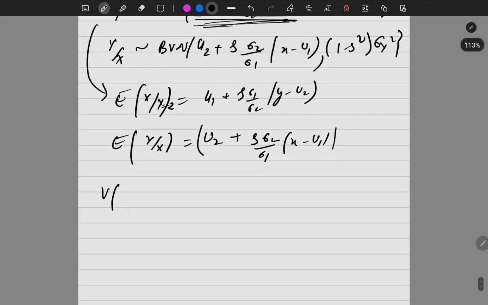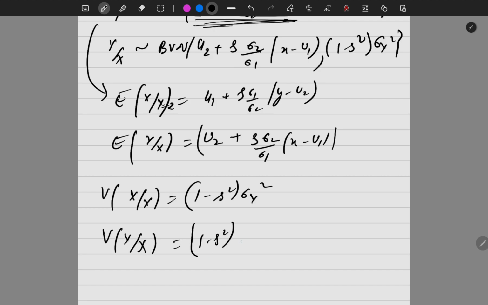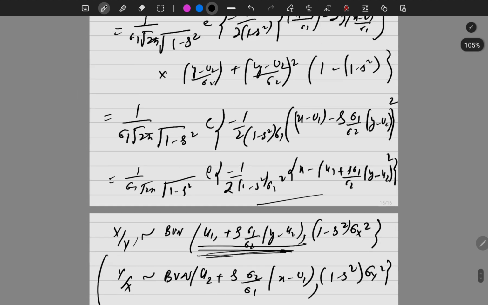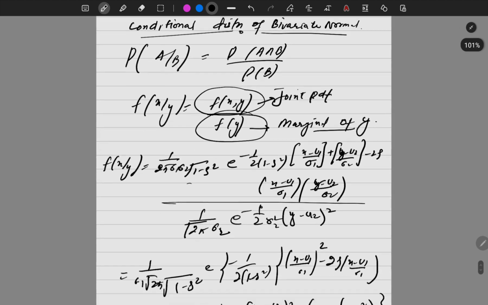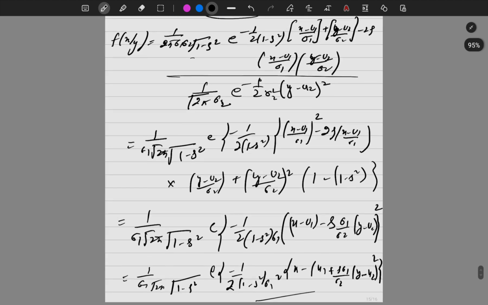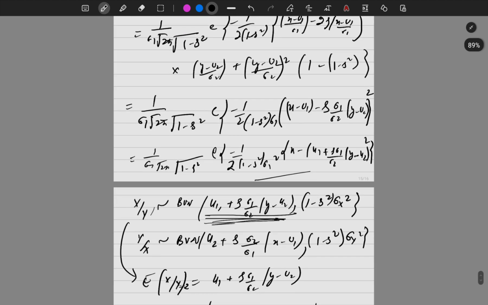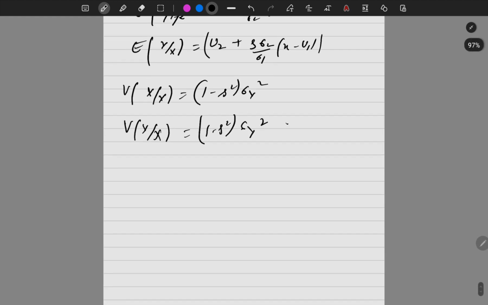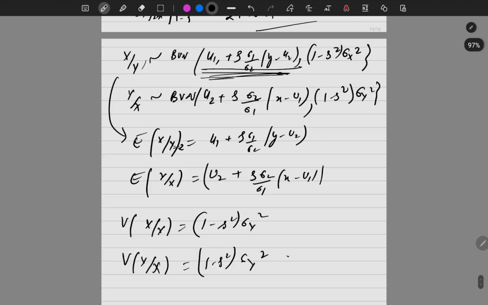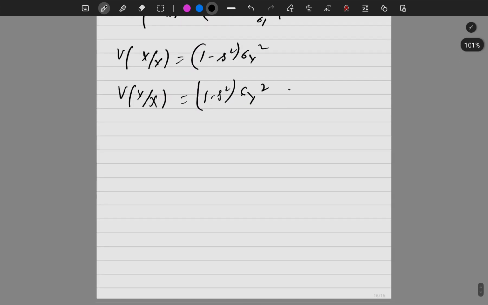And what's the variance of x given y? That is equal to (1 minus rho square) sigma x square. Variance of y given x will be (1 minus rho square) sigma y square. So this is all about conditional PDFs. You can follow the fundamentals of mathematical statistics for the conditional PDF, right?